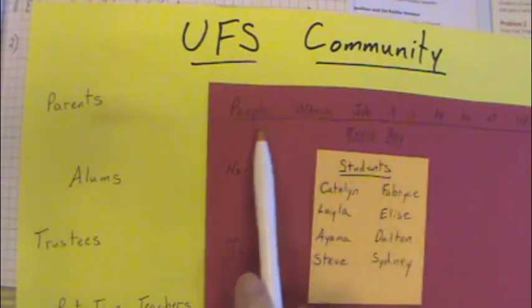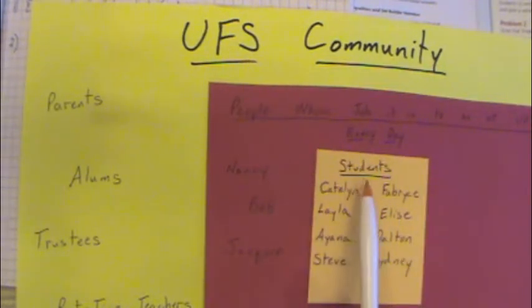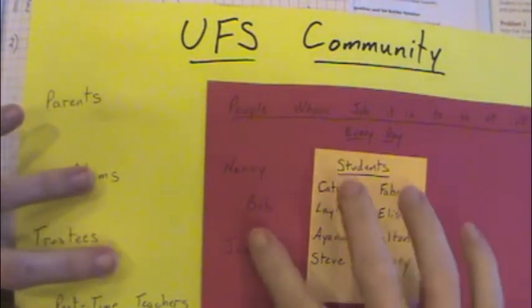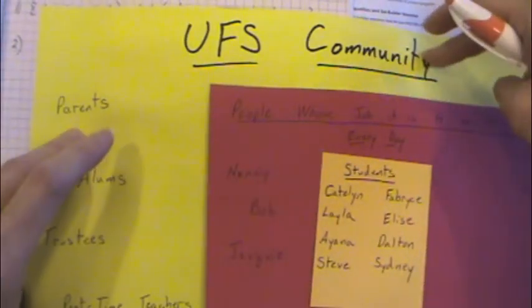If we are talking about this red set, people whose job it is to be at UFS every day, it includes Nancy, Bob, Jackie, and all of the students. The people out here are the complement of this set. So you're talking about this set. What is outside of this set is the complement.